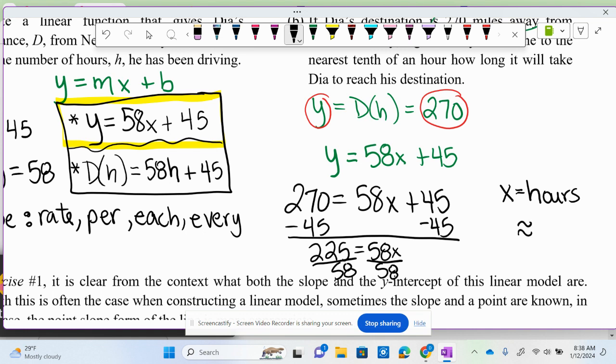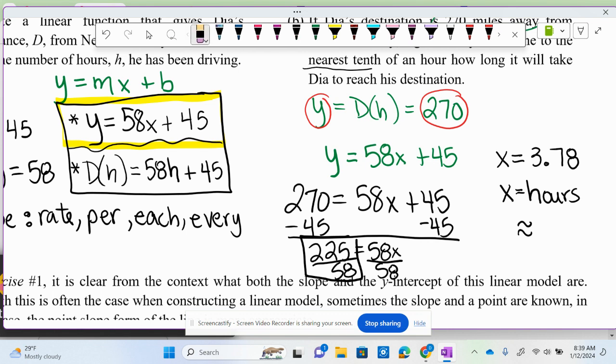Okay. So when I divide 225 by 58, I find out that x, which is really representing the number of hours, so I could also use the variable h. How many hours is that? It says to the nearest tenth, which is 1 decimal place. What do you get when you take 225 divided by 58? Here's our math right here. When you put it in your calculator, what do you get? 3 point what? 3.87. I think I got 3.7. Oh yeah, 3.87. You're right.